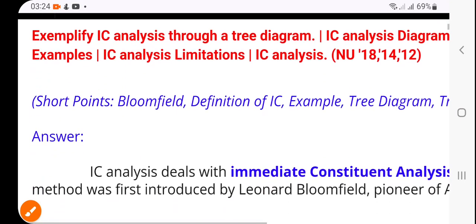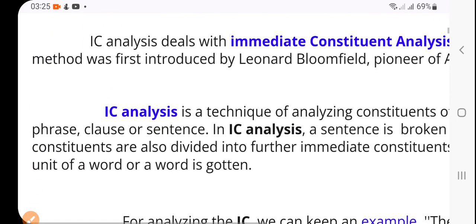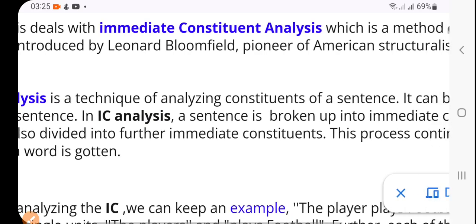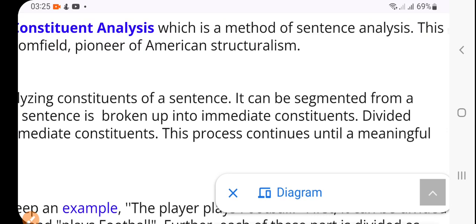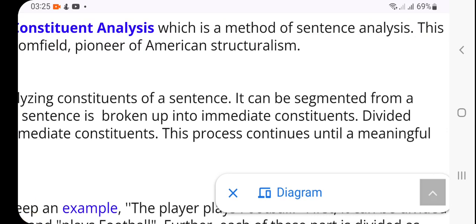Hello, students. After a long time, once again we are discussing IC analysis through a tree diagram, and this is a university question actually. Exemplify IC analysis through a tree diagram and limitations, right? So, IC analysis deals with immediate constituents analysis, which is a method of sentence analysis. So, please take care. This is a method of sentence analysis, okay?